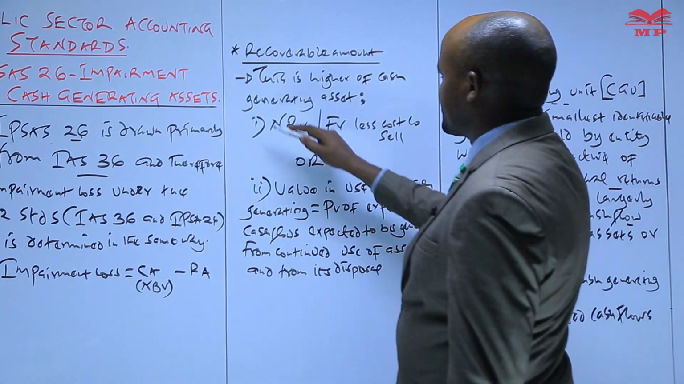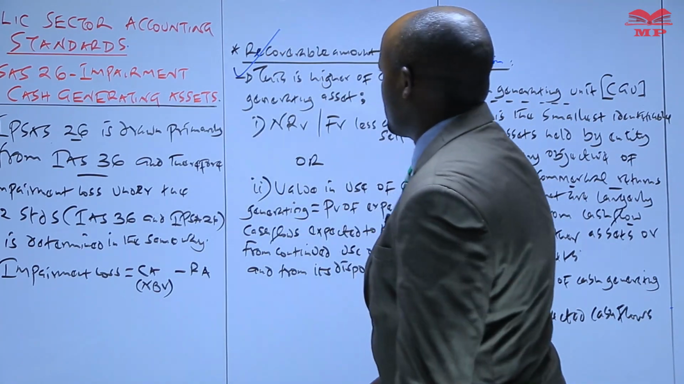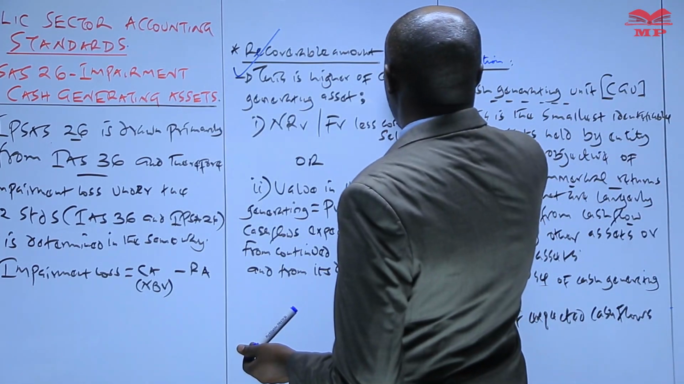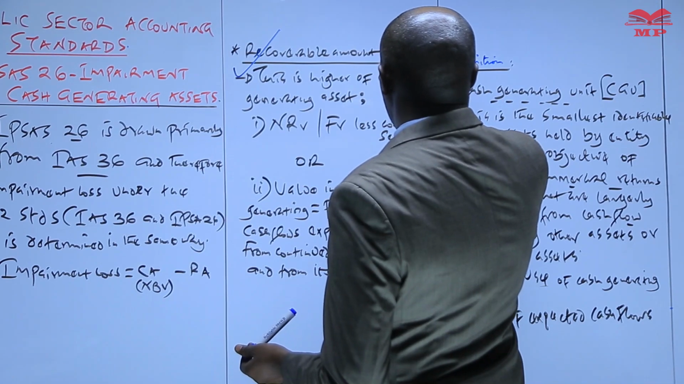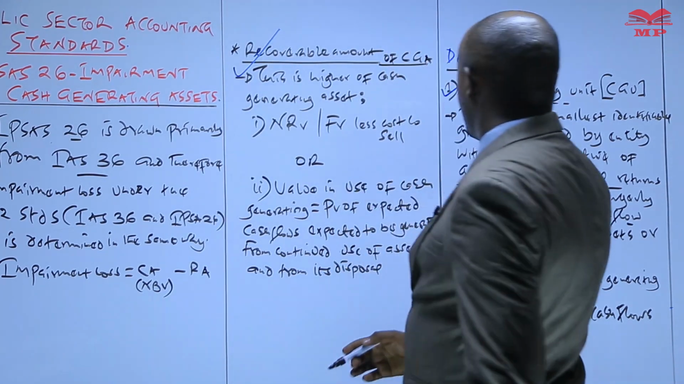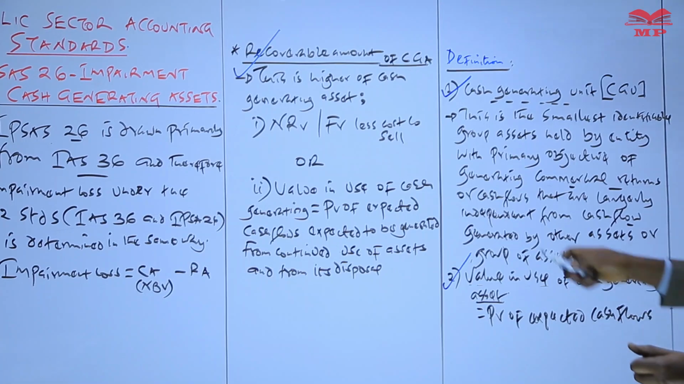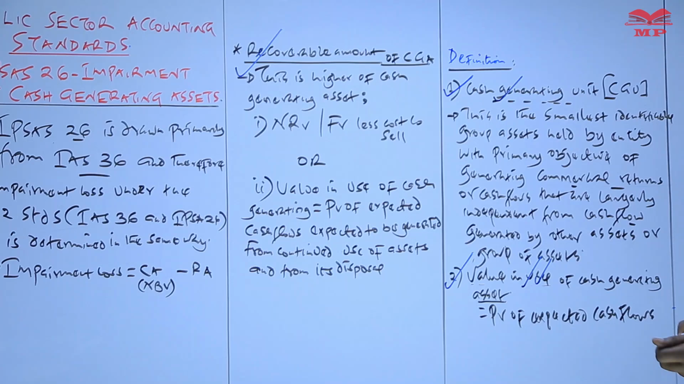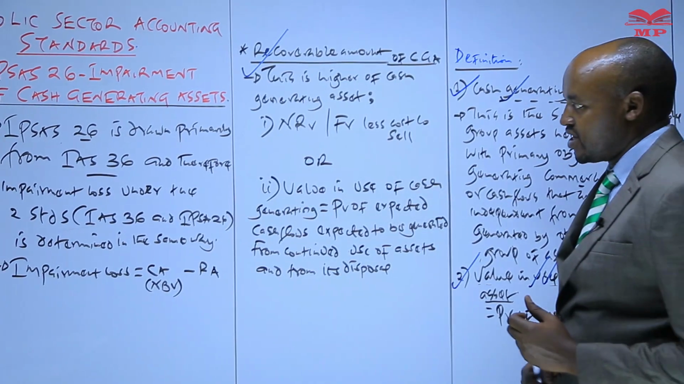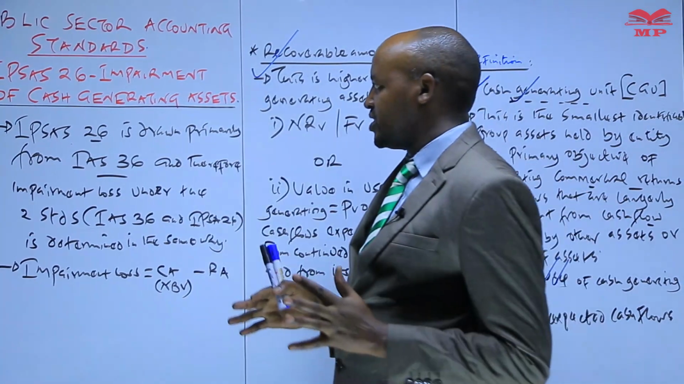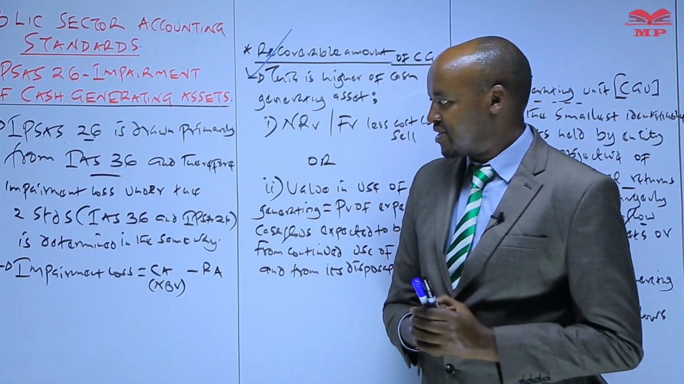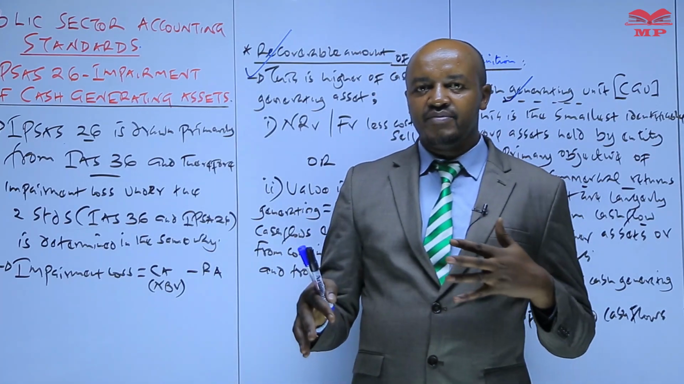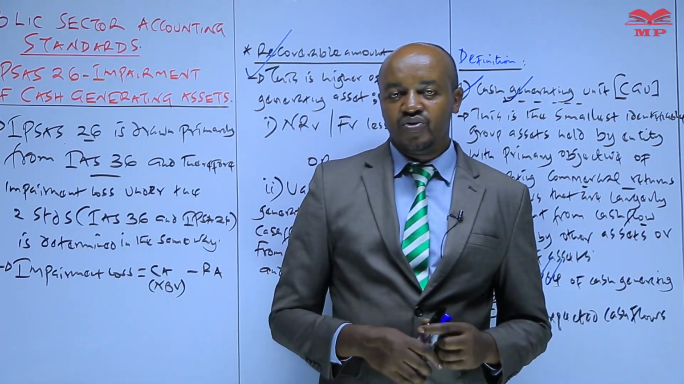So these are basically some of the terms which you may be required to define in an exam. One of them is the recoverable amount, and in this case we are talking of the recoverable amount of cash generating assets. You may also be required to define the cash generating unit, and also the value in use. But basically IPSAS 26 and IAS 36 are the same, meaning that how we determine the impairment loss in the two standards is actually the same.